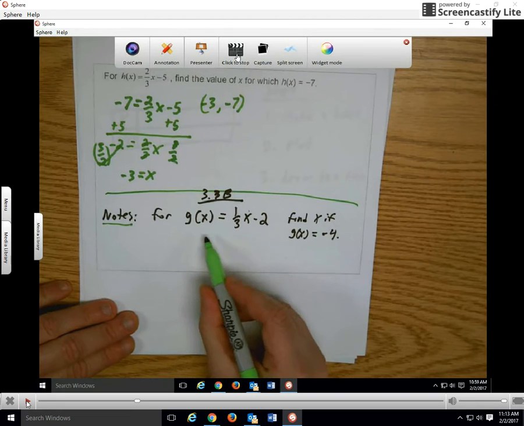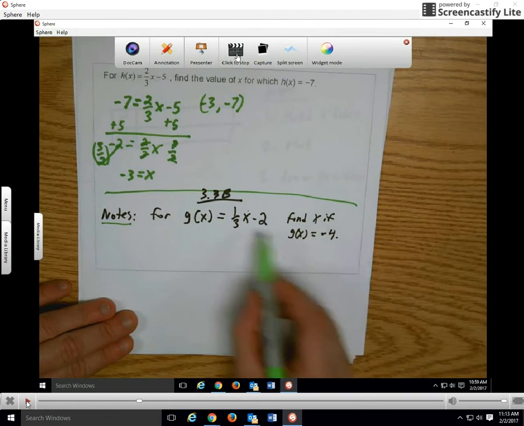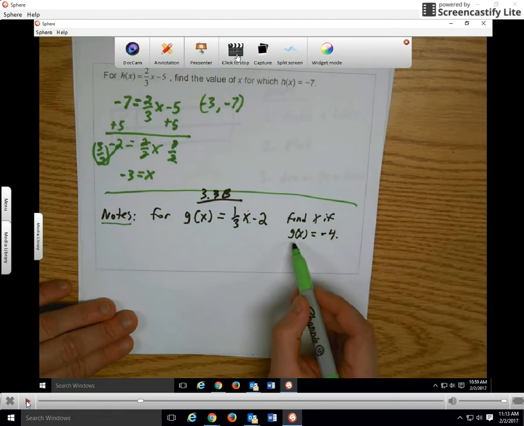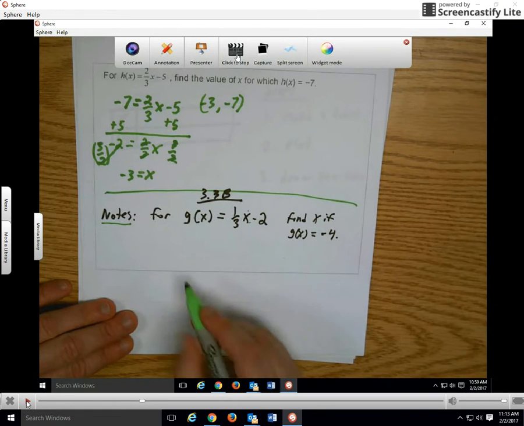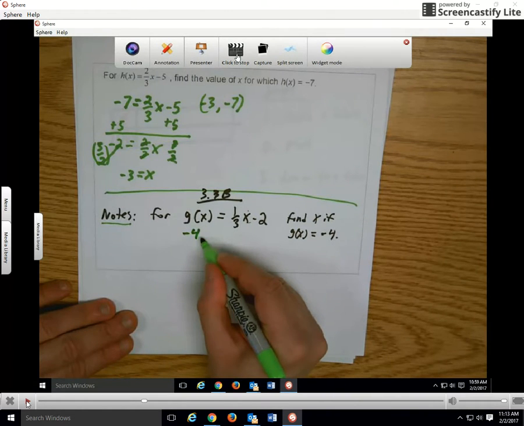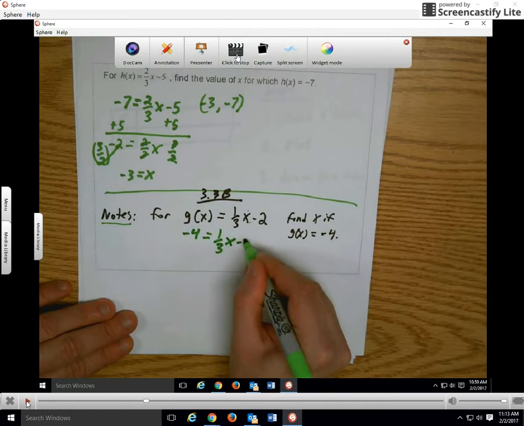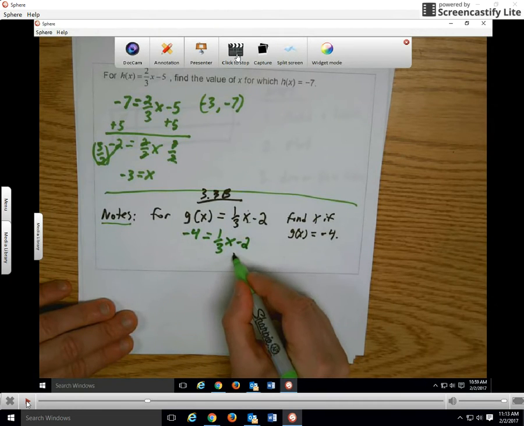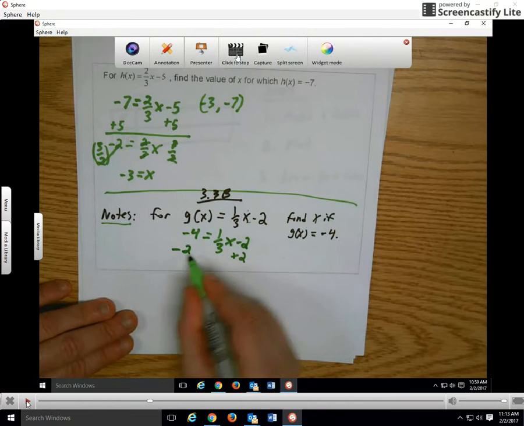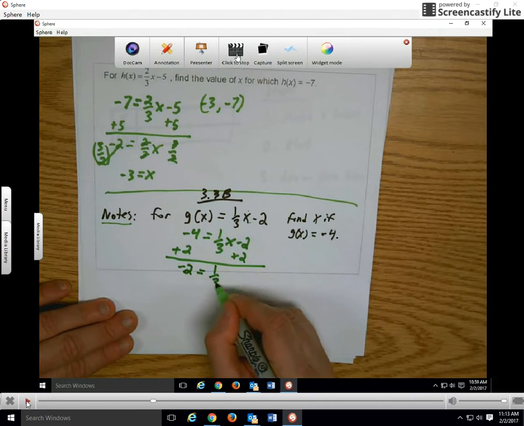Okay, so now it's asking us to do it, and it's saying find the x again if the g of x is a -4. So instead of the g of x, I'm going to substitute in that place a -4. Bring everything else down. I'm going to add 2 to both sides because I want to solve for this x if I know what it equals. So we'd have a -2 equals 1/3 x.